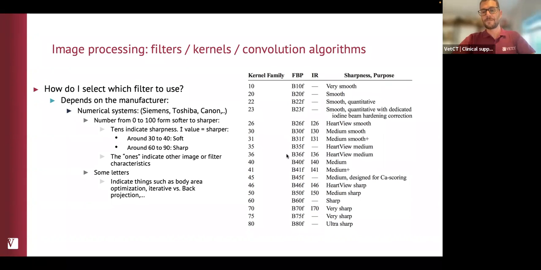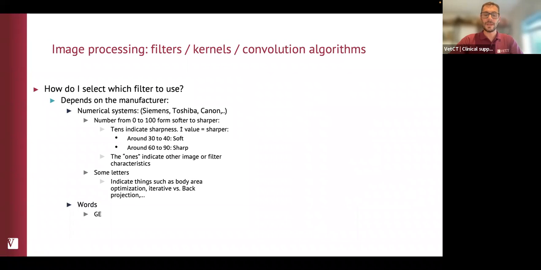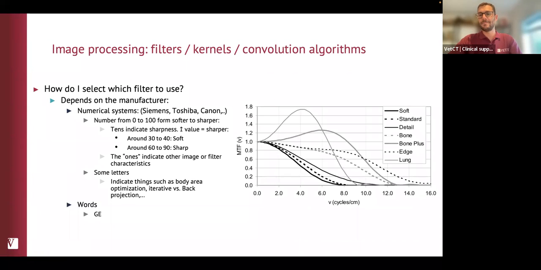So it's specifically designed for certain body regions. Other times you get something like an I, which indicates an iterative filter. So there's a lot of complexity around it. You will not be selecting them every single time, but when you are setting your protocols, you need to make sure that you've got one that works for soft tissues and one for sharp, for every body area that you are going to scan. And with GE, it's much simpler.